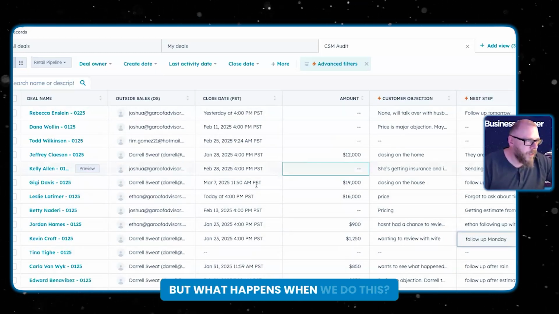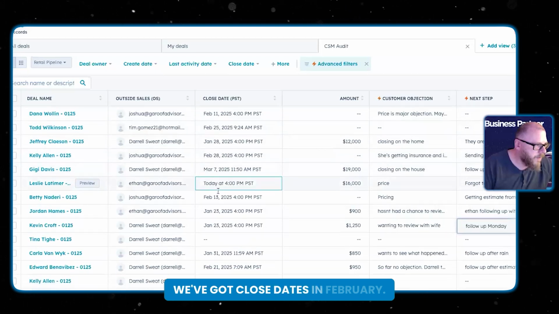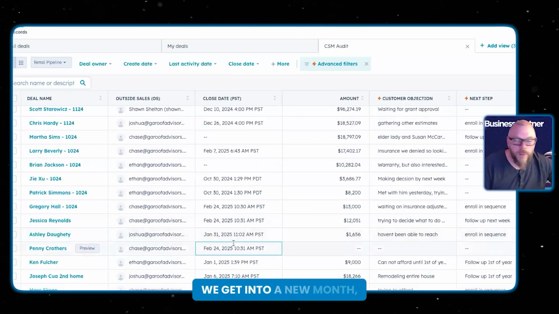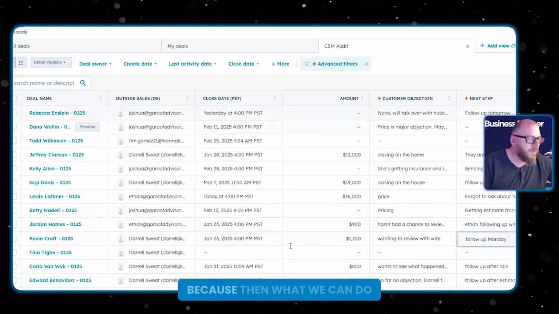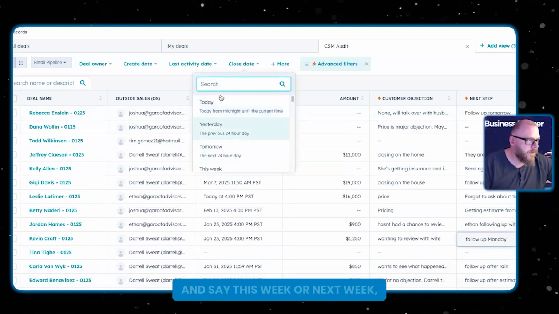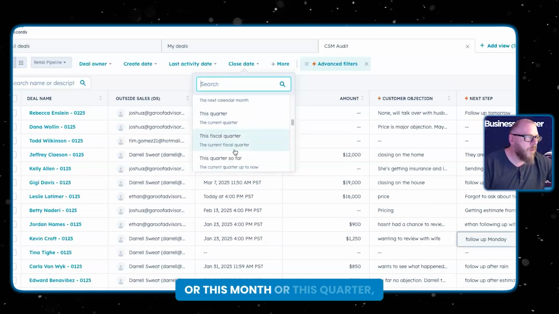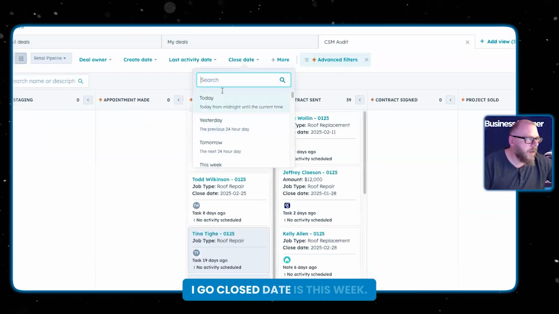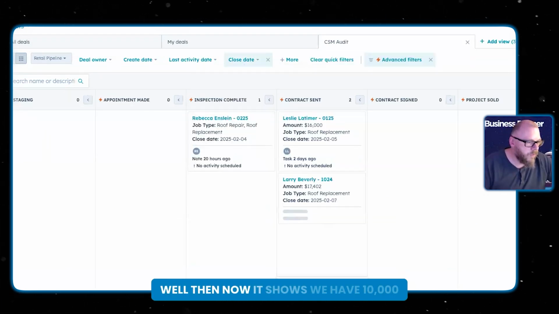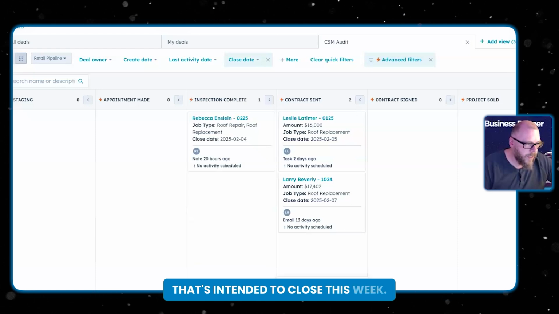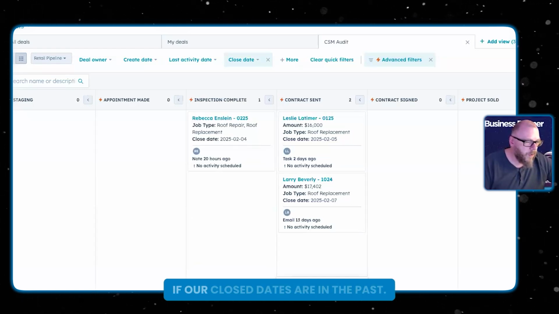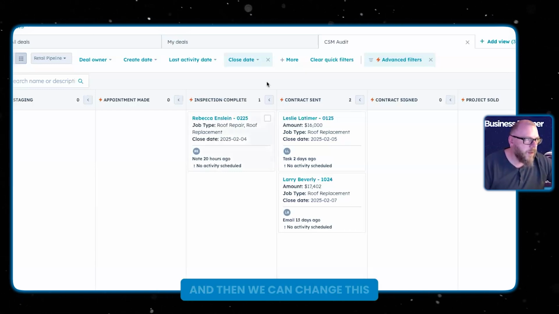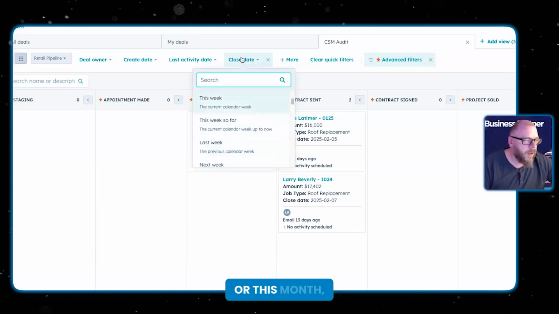But what happens when we do this, if we look at these close dates, we've got close dates in February, we've got close dates in January, so we've got to update some of these close dates. This is usually the case whenever we get into a new month, we forget to go and update our close dates, because then we can filter by close date and say this week or next week or this month or this quarter, and we can start to forecast revenue. If I go look at this and I go, close date is this week, well, now it shows we have 10,000 that's intended to close this week. But we know that some of our close dates were in the past. If we update those close dates, we can then forecast our revenue this week to be a little bit more. And then we can change this to close date next month or this month or whatever we want.